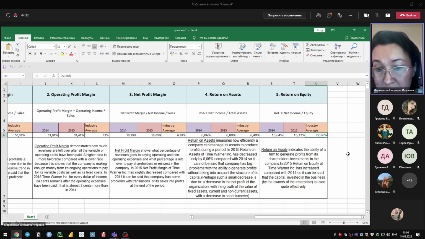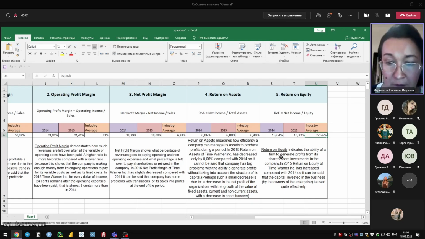Okay, and the task for the financial analyst is to analyze and to find the main causes of the changes in the indicators. So in this short, brief analysis, we have tried to find the main causes, the main explanation of these changes.